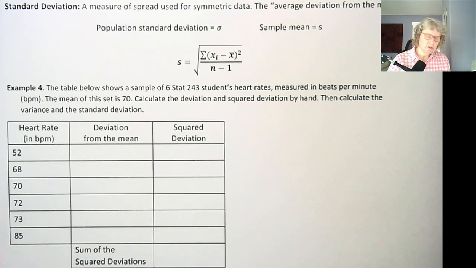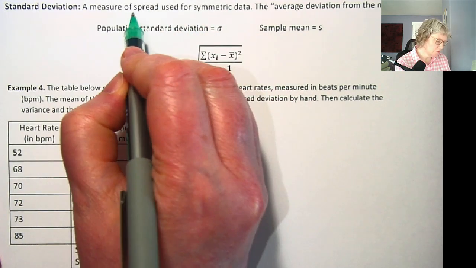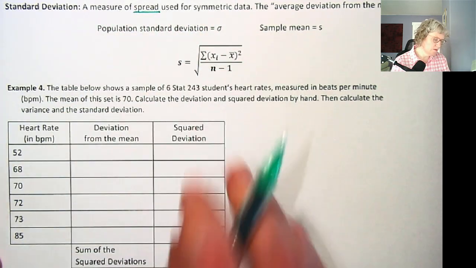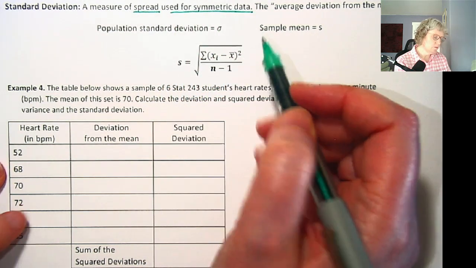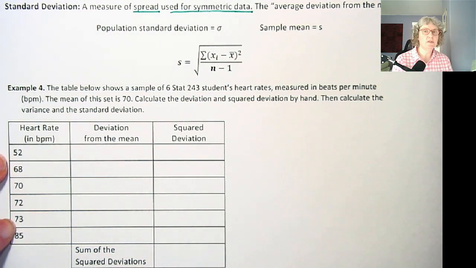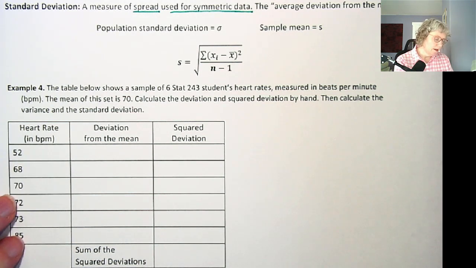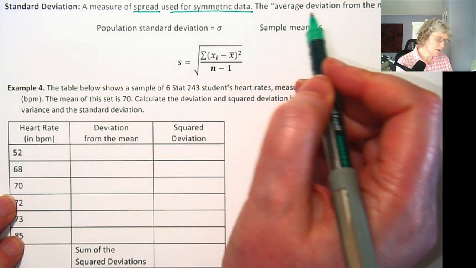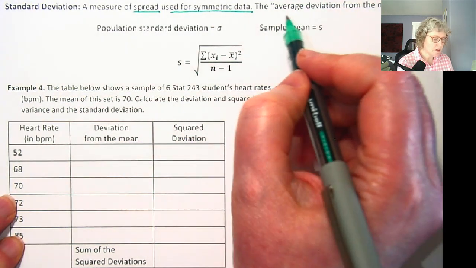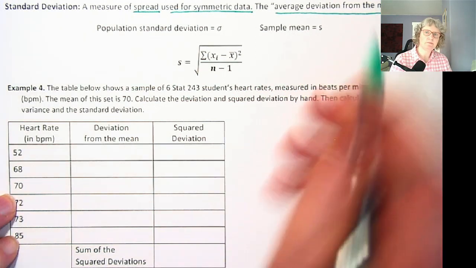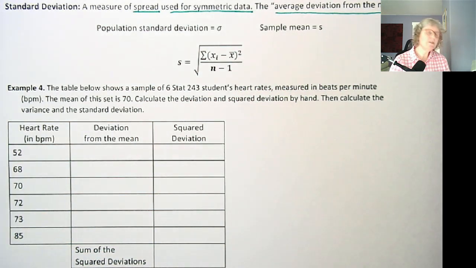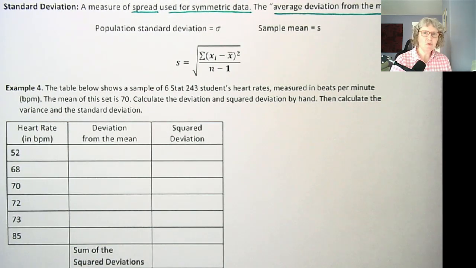So standard deviation is a measure of spread. The mean is the center, the standard deviation is the spread, used for symmetric data. This one goes with the mean, and we'll actually use the mean in our calculation. You'll see how that works. The interpretation of the standard deviation is that it's the average deviation from the mean. So it's kind of an average, but it's a little more complicated than that. I'll show you how it works.